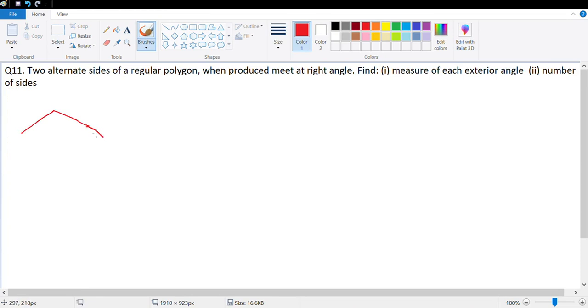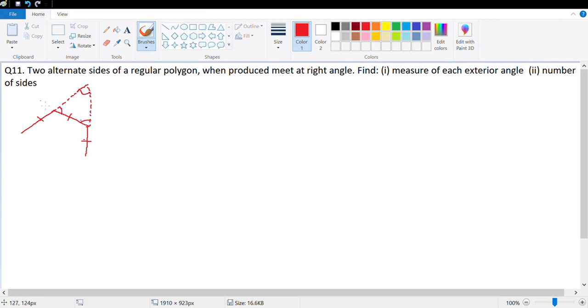And yeah, this is my third side. So when I extend this and I extend alternate side, they meet at 90 degree. Two alternate sides, this side and this side are equal, and two alternate sides. So this is alternate side, when produced meet at right angle. Perfect. A measure of each exterior angle. So we need to calculate this angle as well as this angle. Since this is a regular polygon, which means this angle and this angle will be equal.